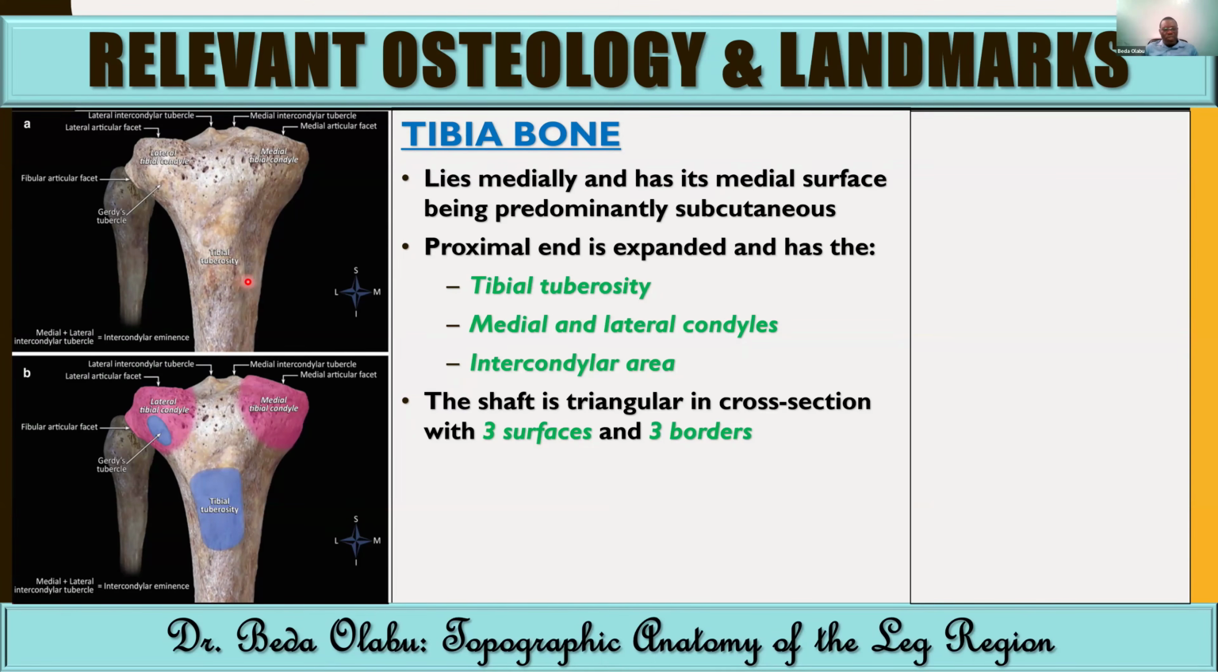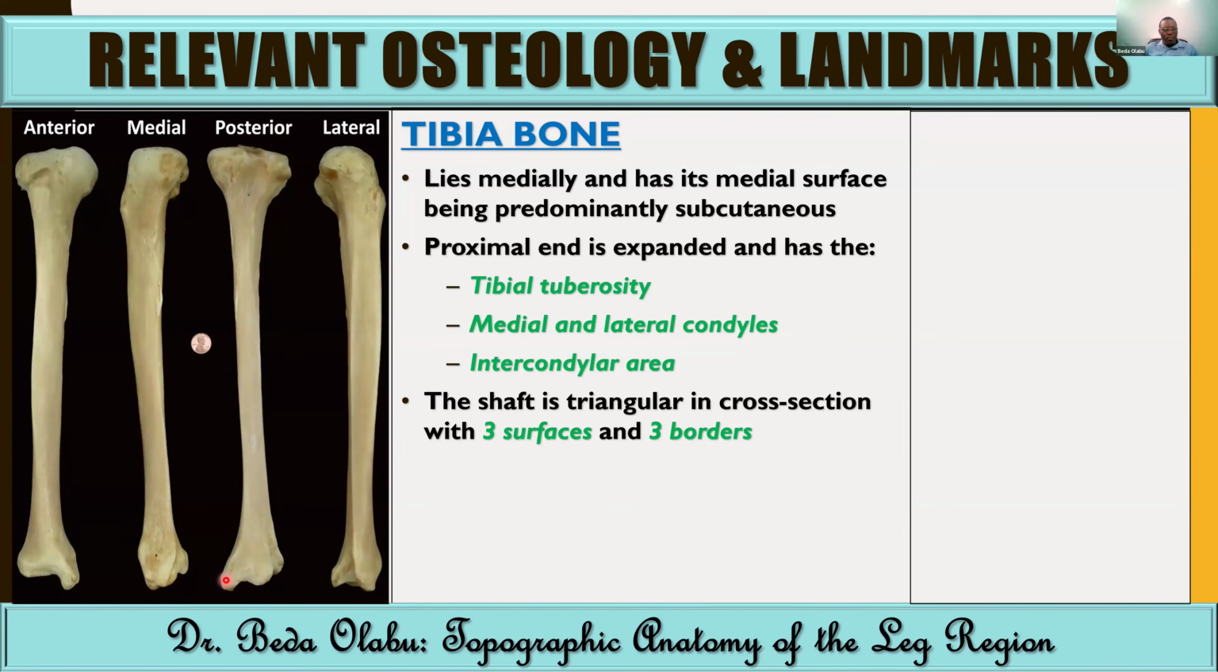very expanded, as we can see, to form part of the knee joint complex. Moving down to the shafts, the shaft of tibia is generally triangular in cross-section with three surfaces. So there's the medial surface, which is this one. We have the lateral surface, which is that one, and the posterior surface, which is that one.